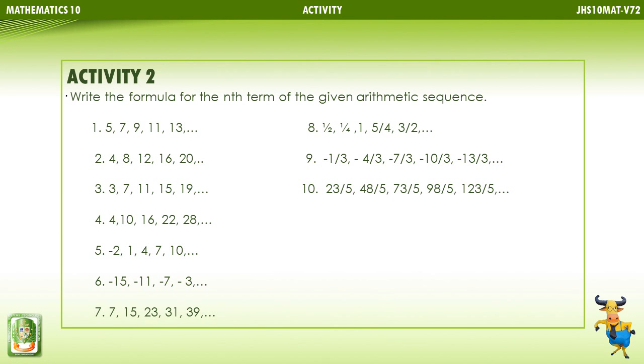Activity 2. Write the formula for the nth term of the given arithmetic sequence. 1. 5, 7, 9, 11, 13. 2. 4, 8, 12, 16, 20. 3. 3, 7, 11, 15, 19. 4. 10, 16, 22, 28. 5. Negative 2, 1, 4, 7, 10. 6. Negative 15, negative 11, negative 7, negative 3. 7. 7, 15, 23, 31, 39. 8. 1 half, 3 fourths, 1, 5 fourths, 3 halves. 9. Negative 1 third, negative 4 thirds, negative 7 thirds, negative 10 thirds, negative 13 thirds. 10. 23 fifths, 48 fifths, 73 fifths, 98 fifths, 123 fifths.